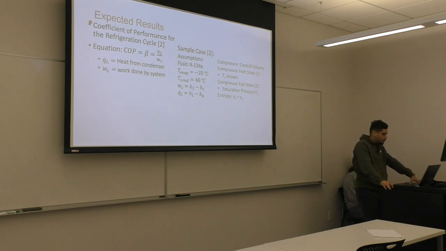So here are some sample calculations. We're going to assume, using the tables in the thermodynamics textbook for the refrigerant fluid R134a, that the temperature for the evaporator is negative 20 degrees Celsius, and the temperature for the condenser is 40 degrees Celsius. To find the work done by the system, we do enthalpy 2 minus enthalpy 1, which we can obtain from the tables, and to find the heat from the condenser, we do enthalpy of state 1 minus enthalpy of state 4, which we can also get from the tables.